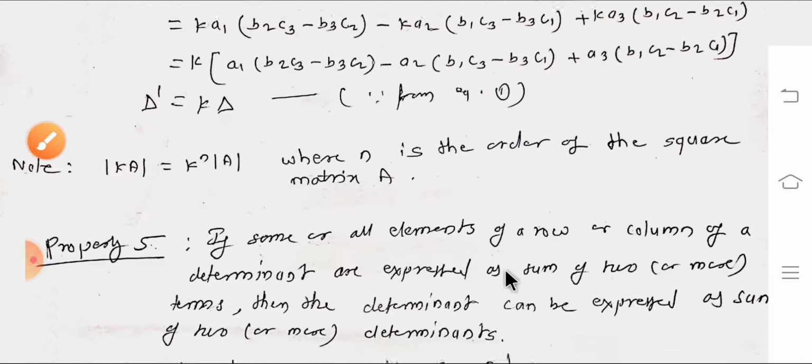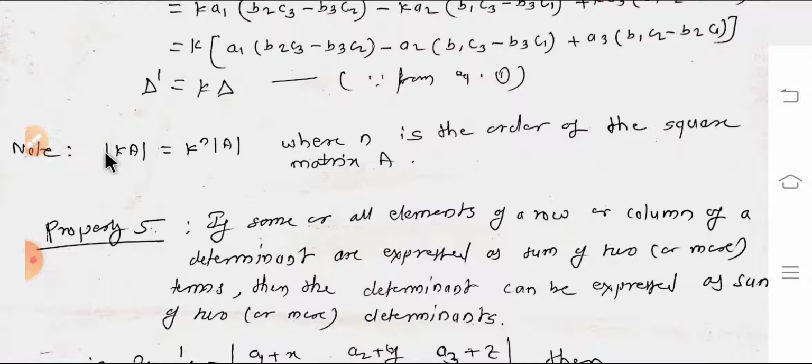Remember one note: determinant of k into A equals k raised to n into determinant of A, where n is the order of the square matrix A. That is, let A be any square matrix of order n, then determinant of k into A equals k raised to n into determinant of A.